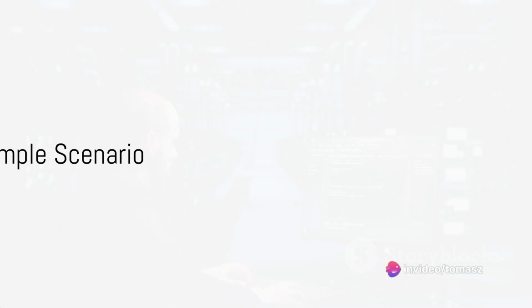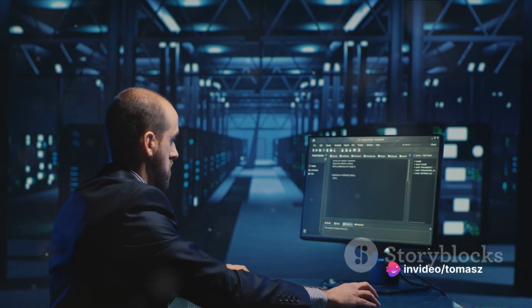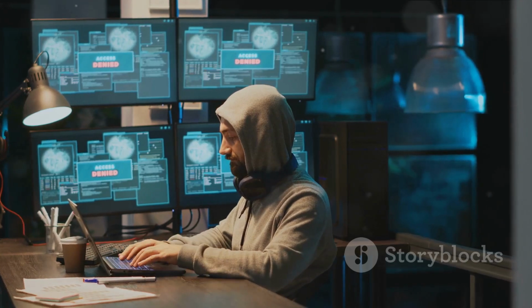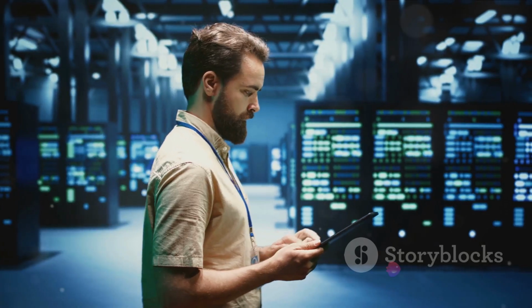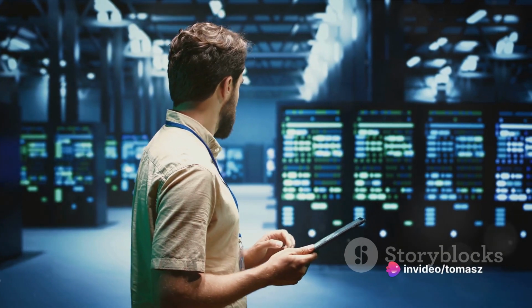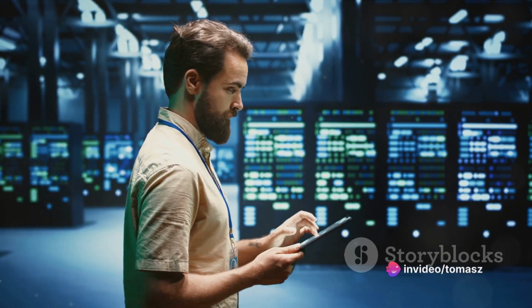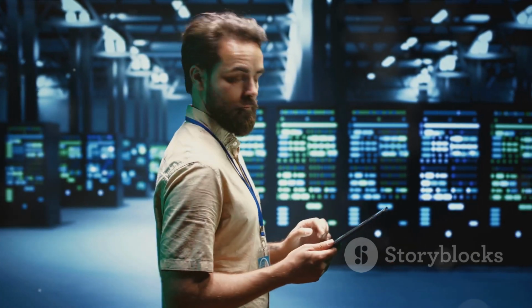Let's delve into a hypothetical scenario where a network administrator uses a forensics toolkit. Imagine you're a network administrator at a bustling tech company. One fine Tuesday, you notice some unusual network activity. There's an unexpected spike in outbound traffic, and a couple of servers are acting sluggish. You suspect a security breach and decide to investigate using your trusty forensics toolkit.